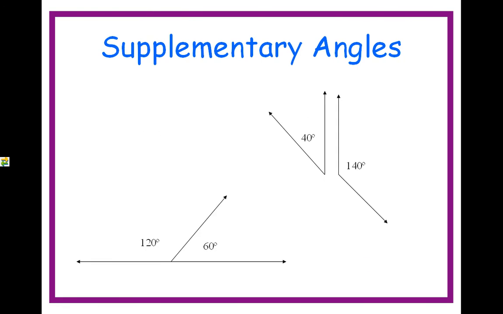Supplementary angles also don't have to be adjacent. They could be two separate angles, but they have to add up to be 180 degrees. So if you look down here at the bottom, 120 degrees plus 60 degrees is 180 degrees, as well as 40 plus 140.